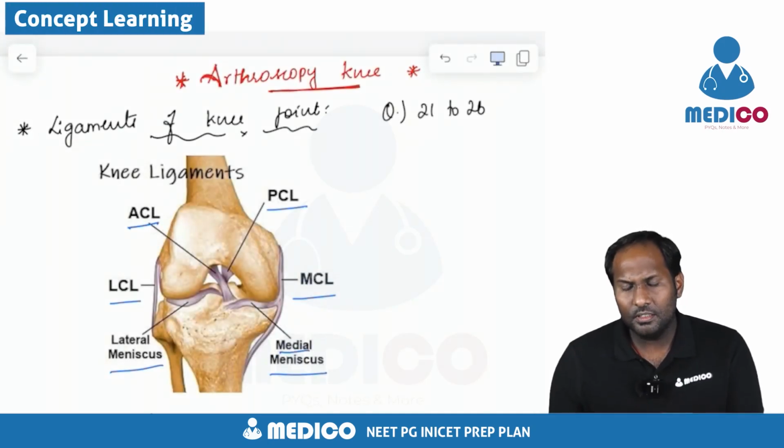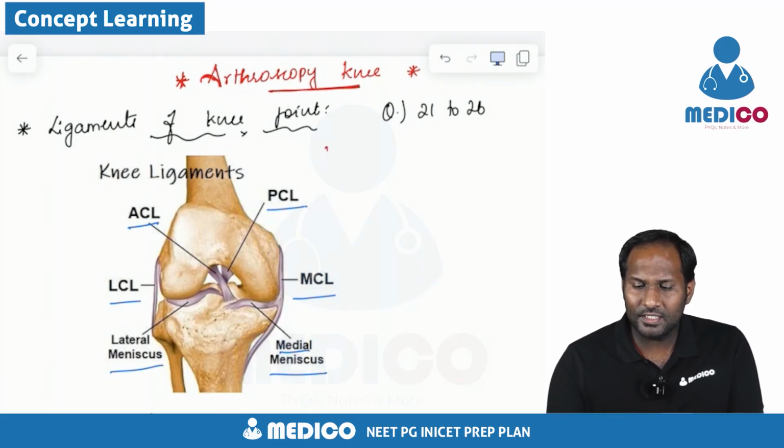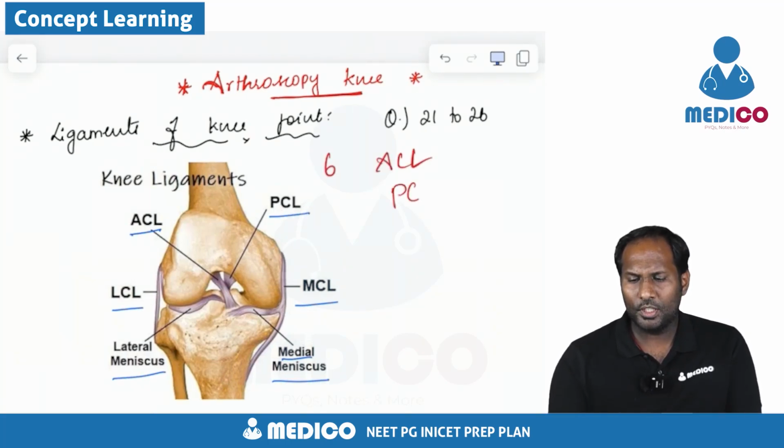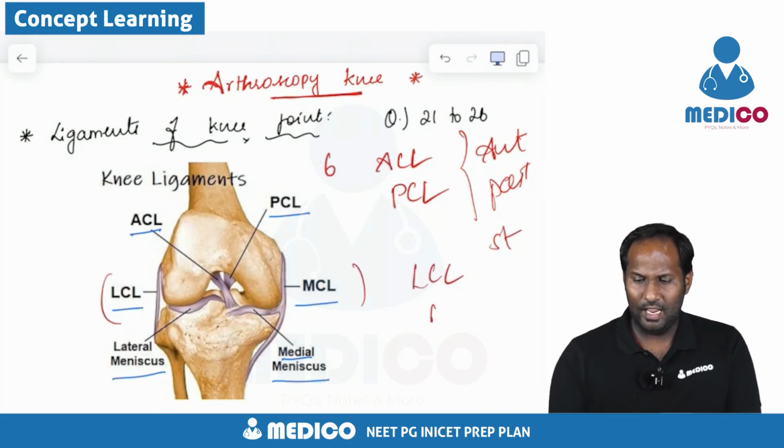In sports injuries, first let's cover the knee joint, then go to the shoulder and other lesser joints. Coming to the knee joint, you have 6 ligaments that are very important. Two are the anterior cruciate ligament and posterior cruciate ligament. They give anteroposterior stability. Then you have the collaterals, LCL and MCL. They are side stabilities.